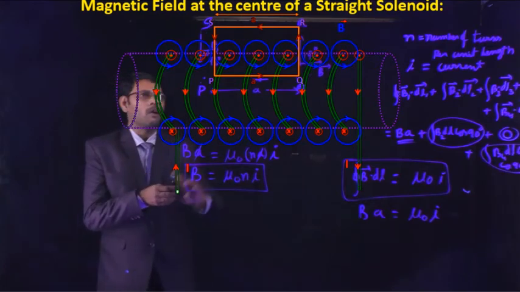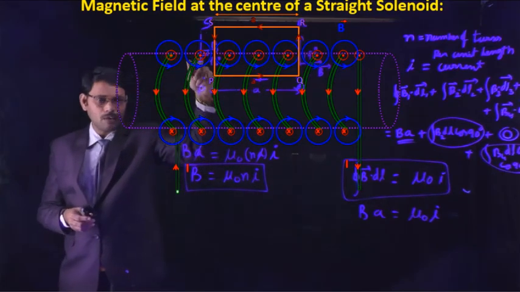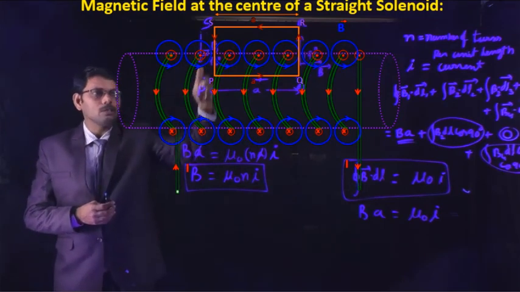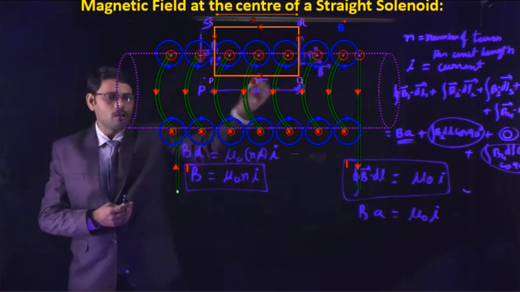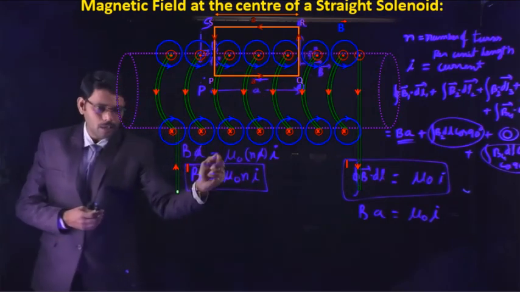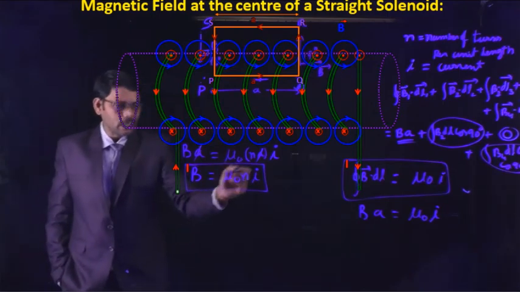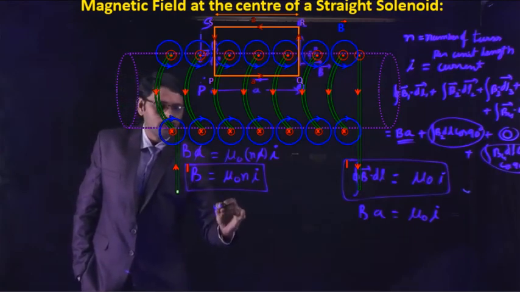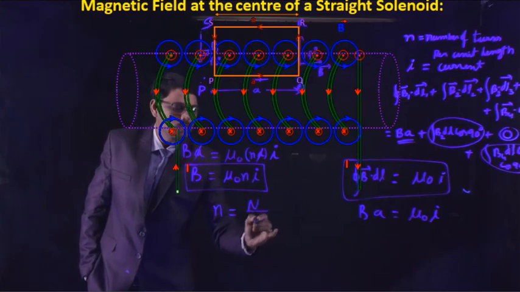If a solenoid, as shown in this diagram, has n number of turns per unit length and I is the current passing through the solenoid, then the magnetic field for the long solenoid along its axis is given by B is equal to mu naught nI, where n refers to the number of turns per unit length. Of course, in problems we may write small n as the total number of turns per unit length.